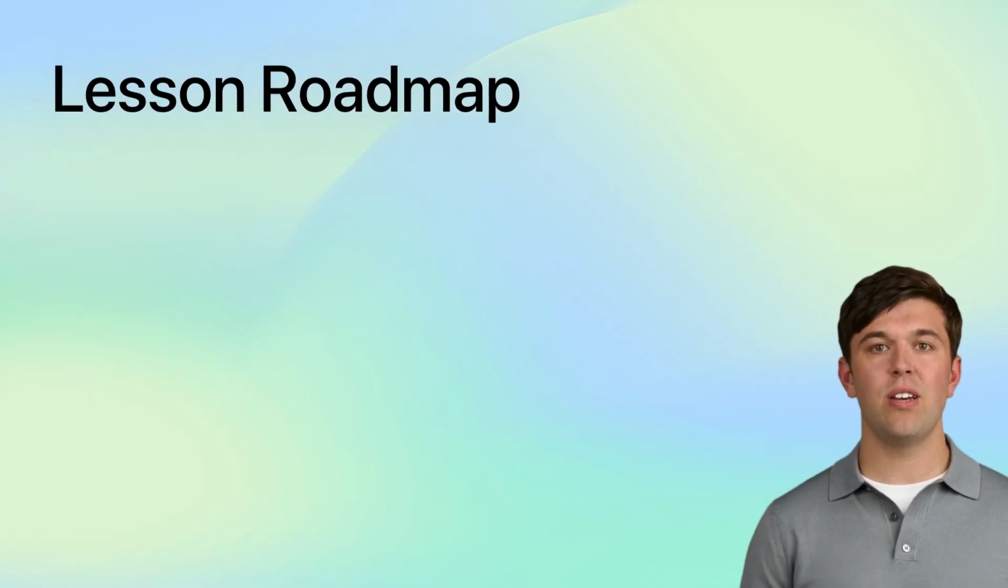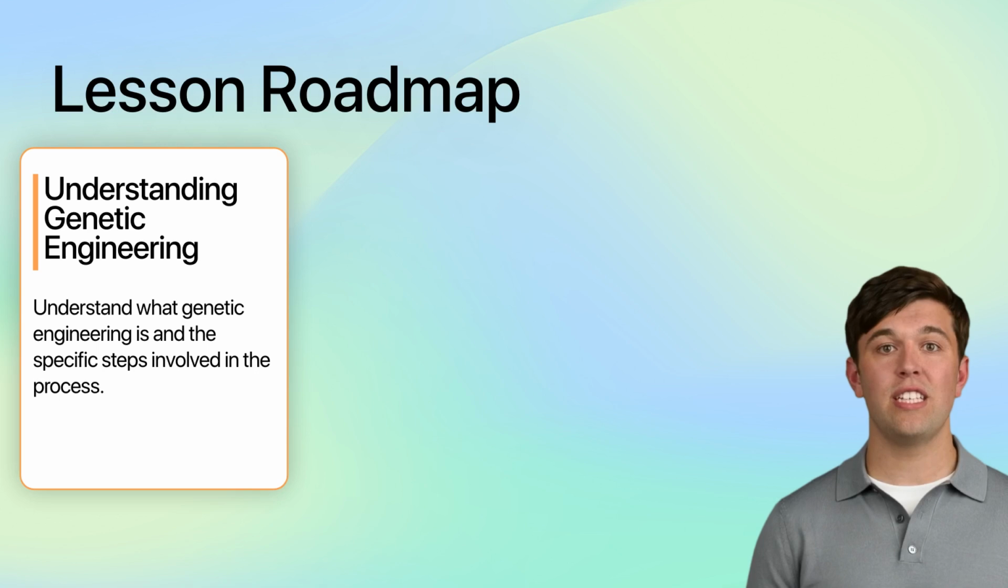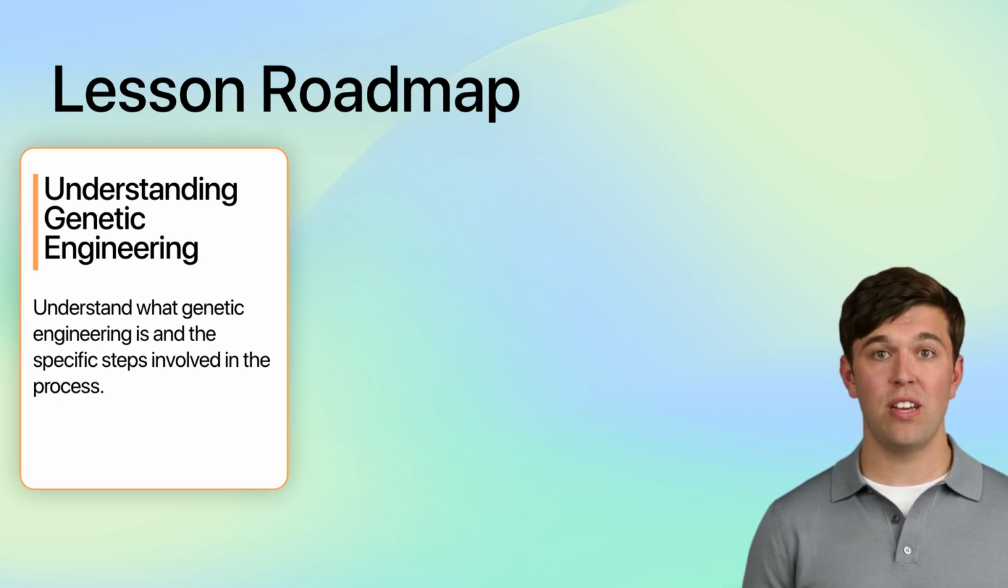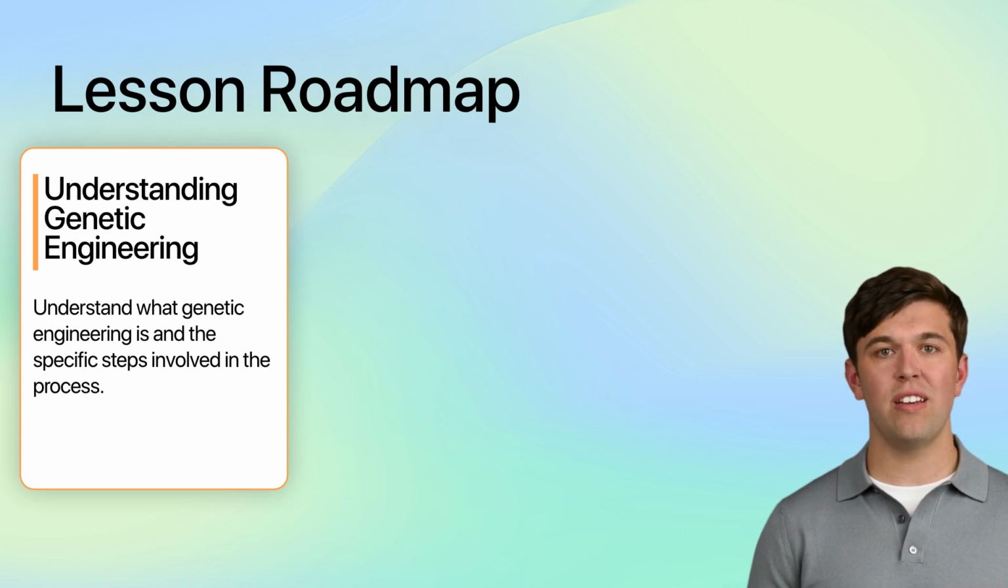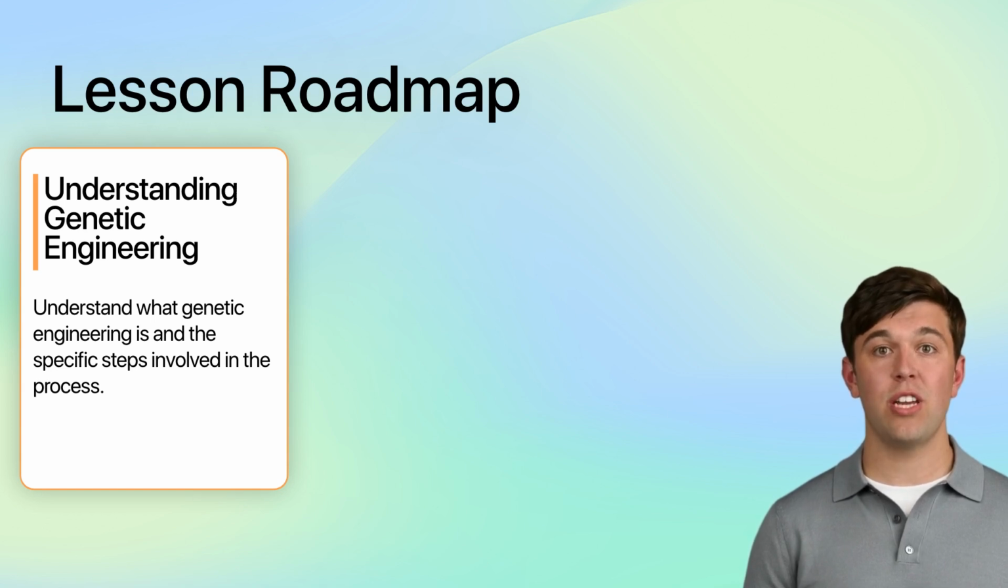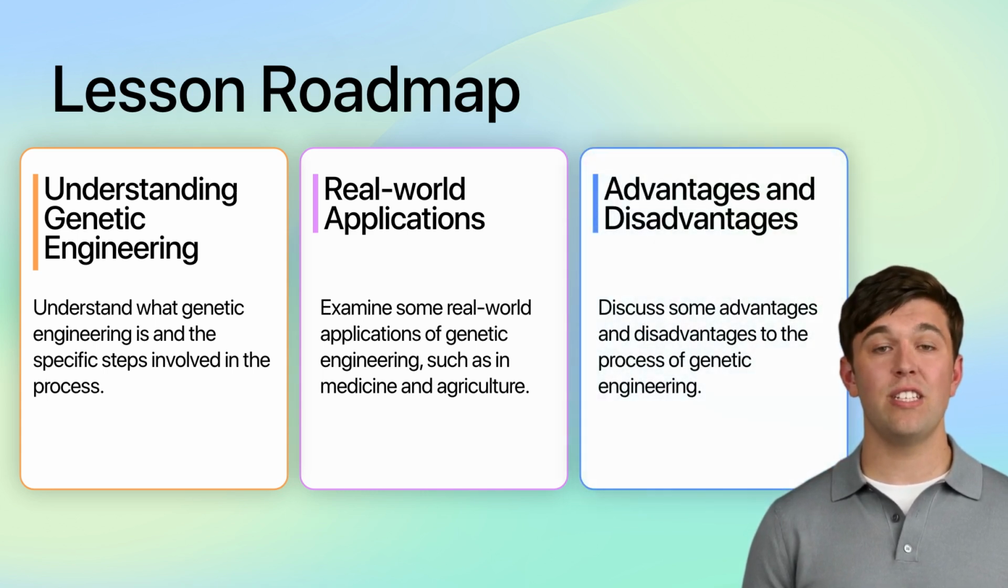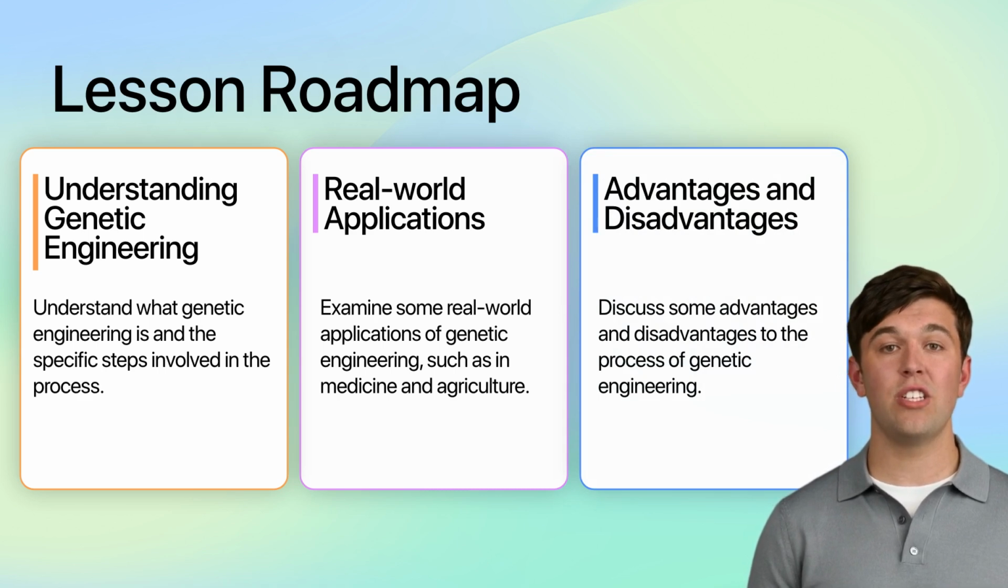In today's lesson, we will start by understanding what genetic engineering is and look at the specific steps involved in the process, such as selecting the target gene, inserting it into the host organism, and ensuring it gets integrated properly. We will examine some real-world applications of genetic engineering, such as in medicine and agriculture. Finally, we will discuss some advantages and disadvantages to the process of genetic engineering.